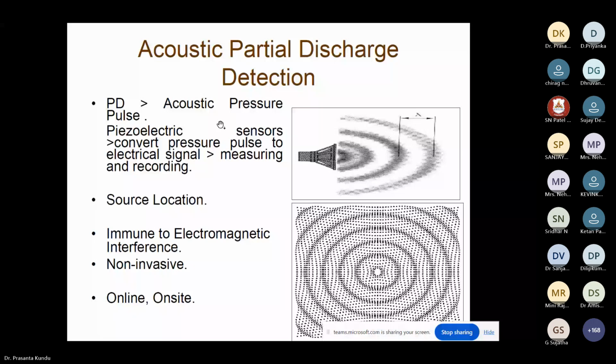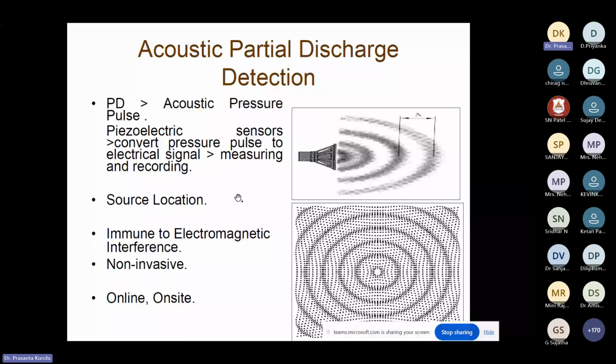This pressure wave moves through the different media and reaches the sensor. At different points we put many piezoelectric sensors, which convert the pressure wave into electrical signals. That electrical signal is used to measure the PD.